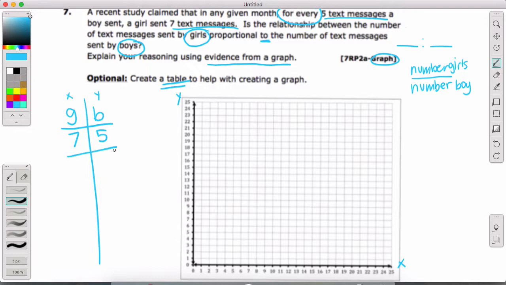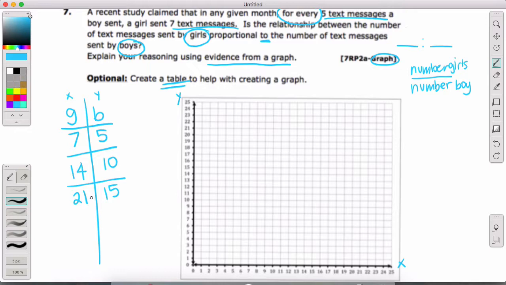Now I know that I could say, what if I were to double the number of boys? So let's say we have 10 boy text messages. That would mean I could double the girl text messages and make 14. I could also triple 5 times 3 is 15. So, and this is going to remain proportional. 7 times 3 is 21. I could keep on going. There's other ways I could do this.